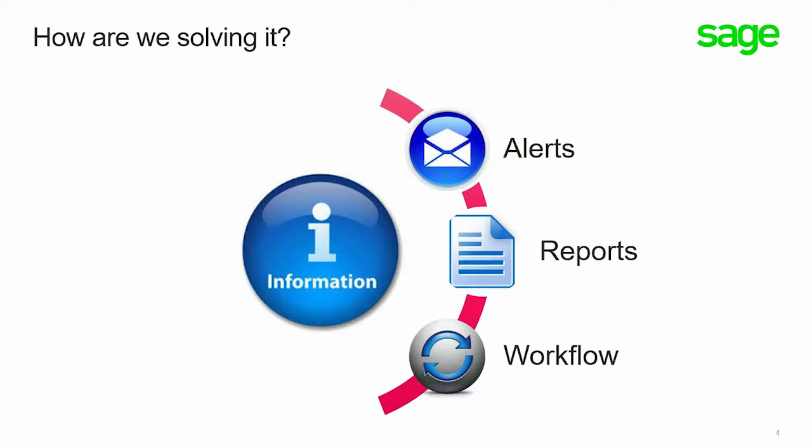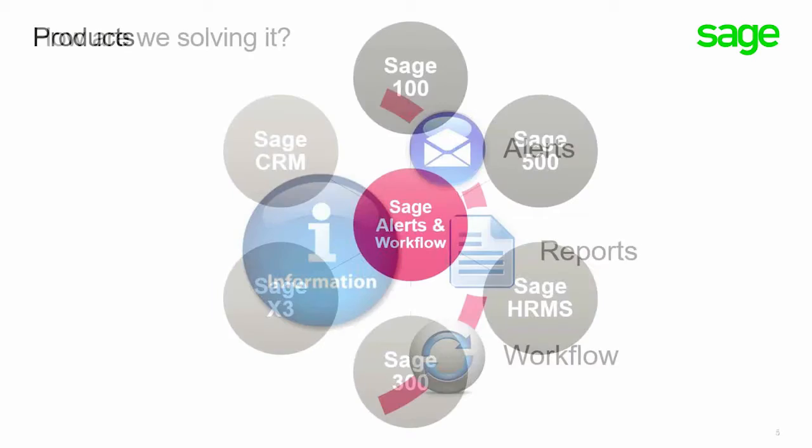So alerts and workflow would actually be more appropriately named alerts, reports, and workflow, because those are the three key components of the Sage Alerts and Workflow technology.